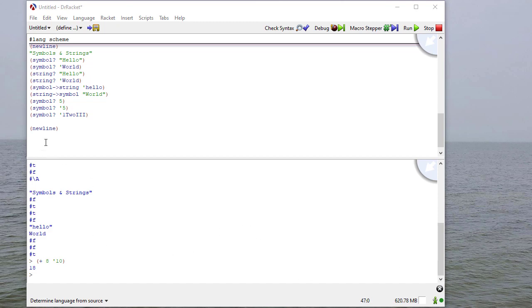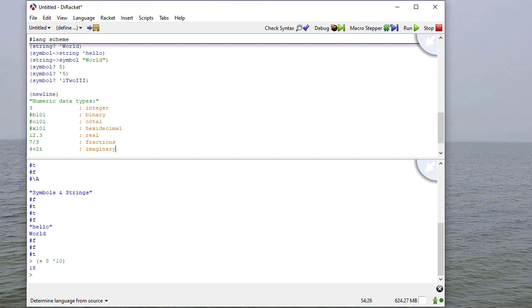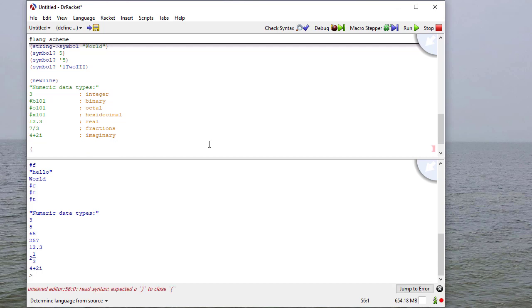So now let's talk about some numeric types. We talked about a few above, but let's see a few others. So we have integer types, we have binary types, octal types, hexadecimal types. Notice those start with a hash and then B, O, or X, depending on which of the binary, octal, or hexadecimal it is. Real numbers, we have fractions, and then we also have imaginary numbers. So if I run this, you can see that my fraction gets reduced. 7/3 becomes 2 1/3.